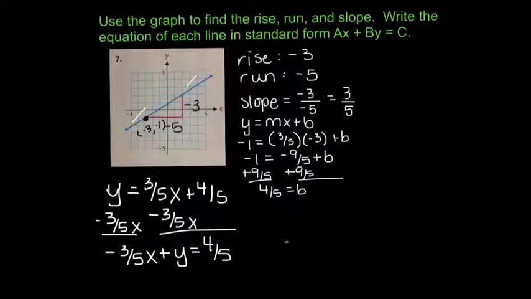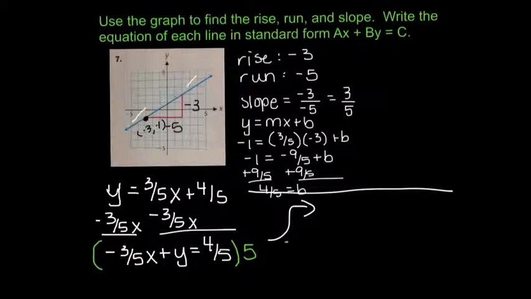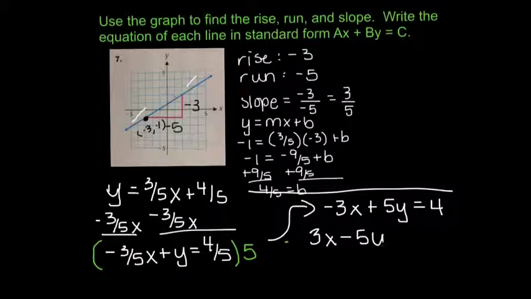I have to clear the fractions because I can't have fractions in standard form, so that means multiplying every term, or multiplying the entire equation, by 5 to clear those fractions. That gives me, if I come up here, -3x plus 5y equals 4. And the last thing that I would need to do to have it in standard form is to clear the negative with the leading term, so I need to change all the signs. I'm left with 3x minus 5y equals -4.